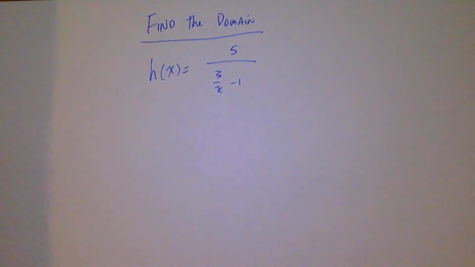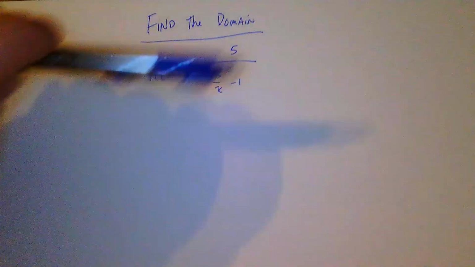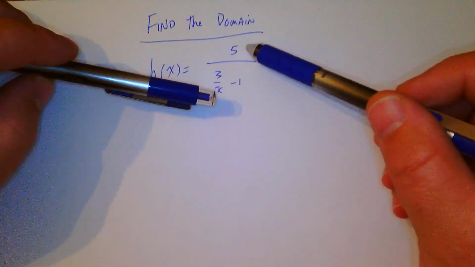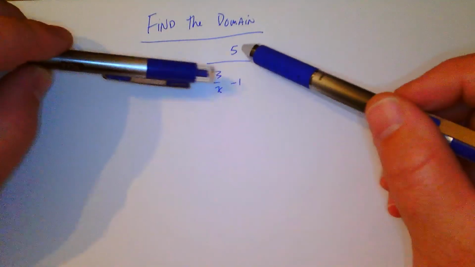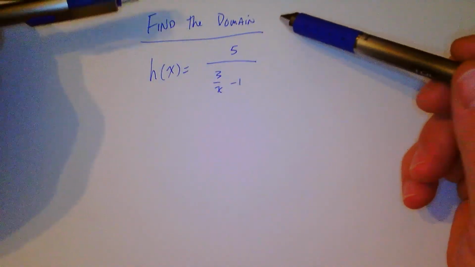Here's what we're going to do in this quick video. We've got this rational function right here. It's kind of an ugly one. It's a complex fraction. We got a fraction inside of a fraction, a compound fraction right here. And what we have to do is find the domain.